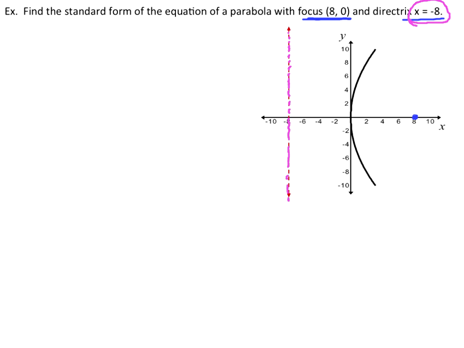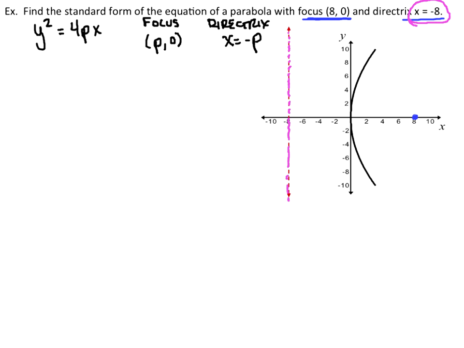Since this is opening to the right or left instead of up or down, we will use the version of the equation y squared equals 4px. Just as a reminder, when you have the y squared version, your focus is given by (p, 0), and the equation for your directrix is given by x equals -p. Just as a reminder for you.